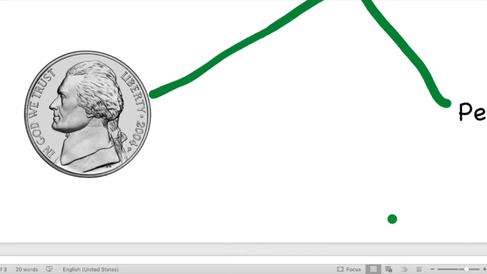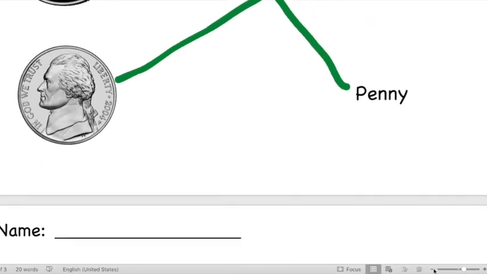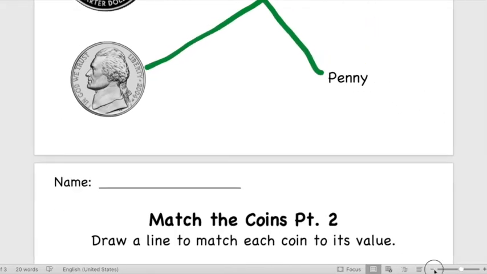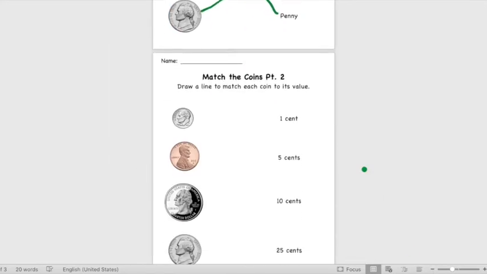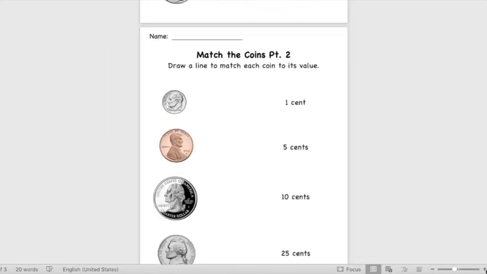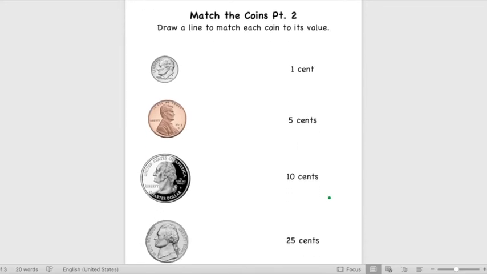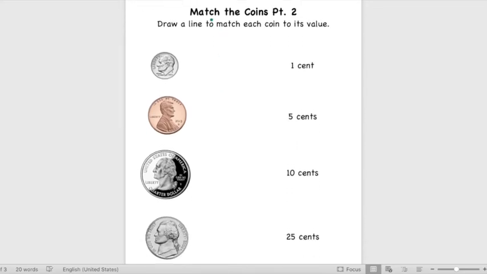Great. Now we'll move on and we'll practice figuring out how much each coin is worth. So this worksheet looks the same, but we're doing something different. It says match the coins part 2. Draw a line to match each coin to its value. Value means how much it's worth. So how much money it's worth.